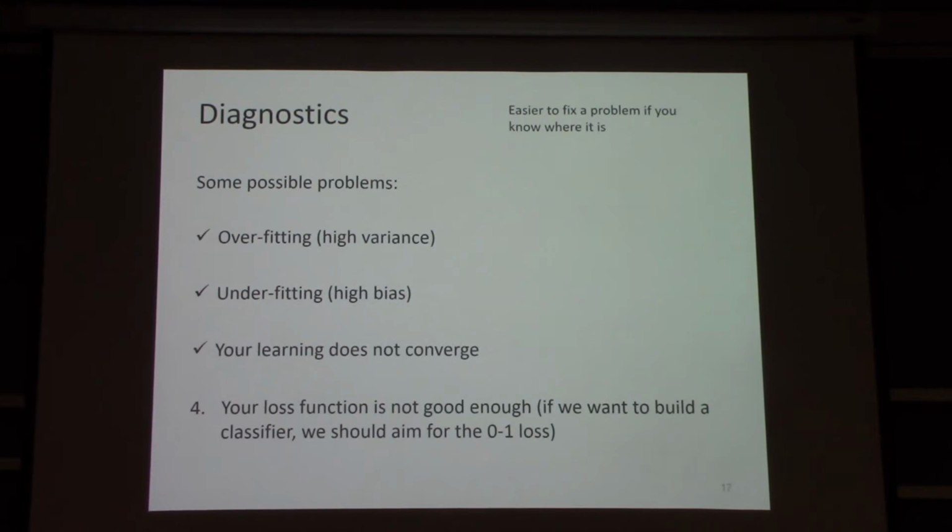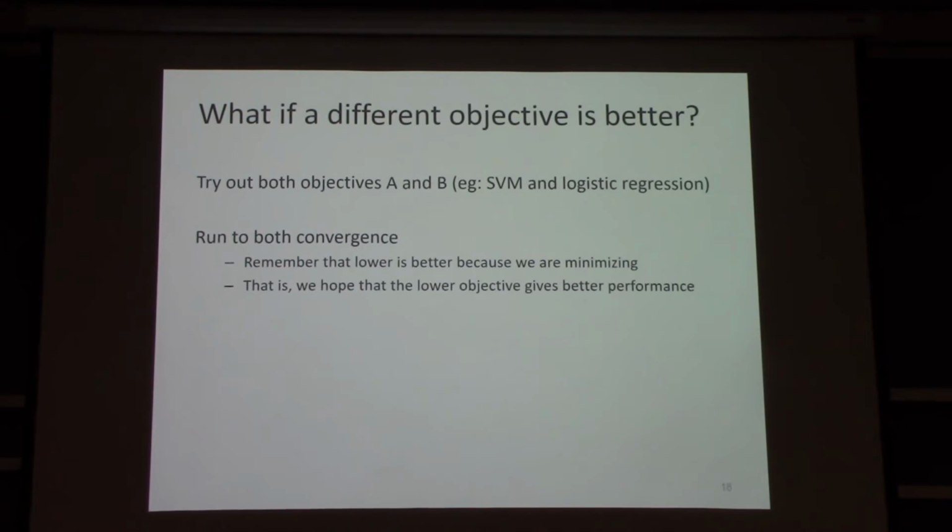Alright, so the other problem is it's possible that your loss function is not good enough. Remember, if I want to build a classifier, the best optimum thing to do is to minimize the 0-1 loss. And minimizing the 0-1 loss is intractable, so we have to keep inventing surrogates like the hinge loss or the log loss, which is what the loss function for logistic regression is called. And sometimes, and this is not all that common, but sometimes your loss function might not accurately reflect the problem.